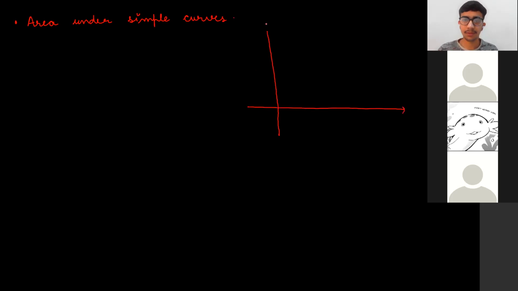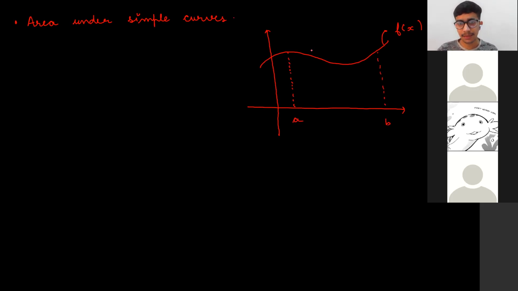Write the first bullet point, area under simple curves. So let's say this is the coordinate axis. Let's say you have a curve f(x) going like this. This is f(x), and you have to calculate the area of this curve from a to b.